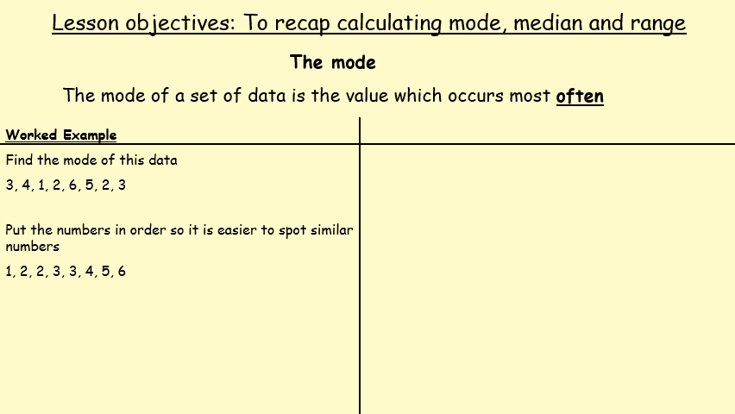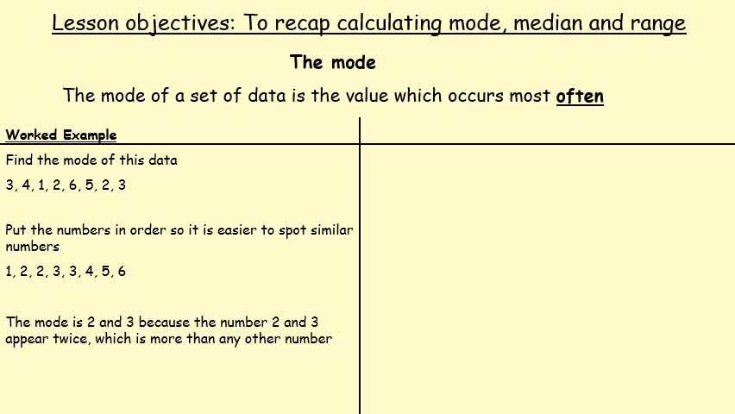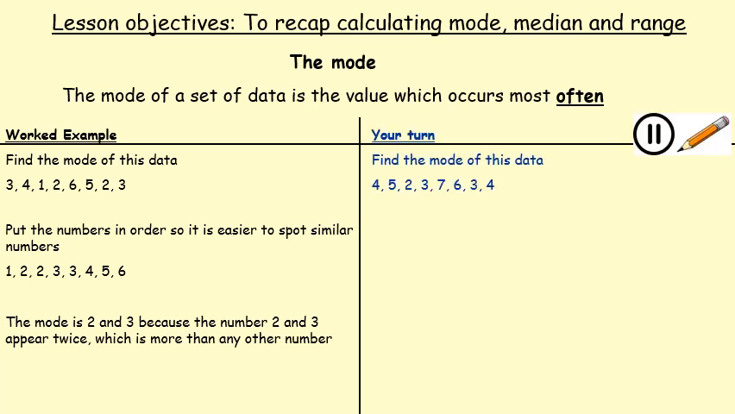So looking at this list we can see that 2 and 3 appear twice, which is more than the others, and this is what's called bimodal. So we'll say the mode is 2 and 3 because they appear twice, which is more than any other number. So pause the video and have a go at this question on the right.